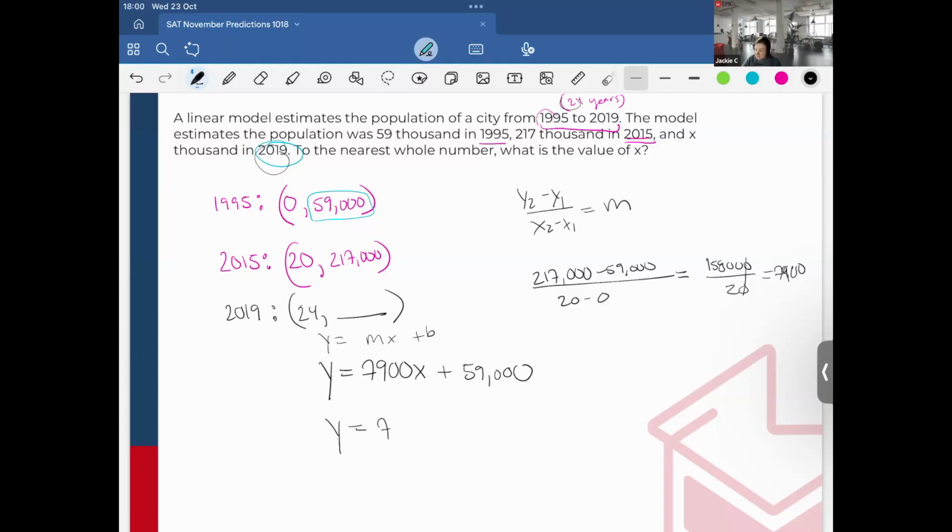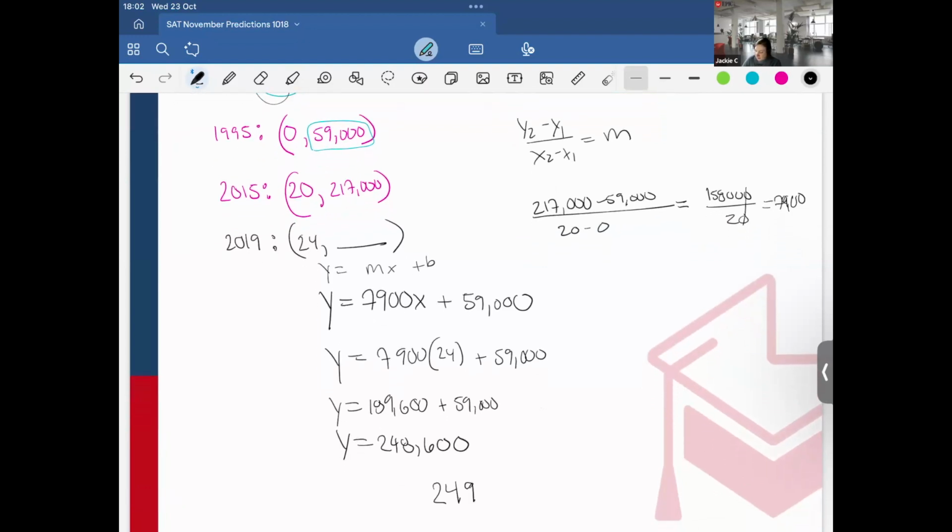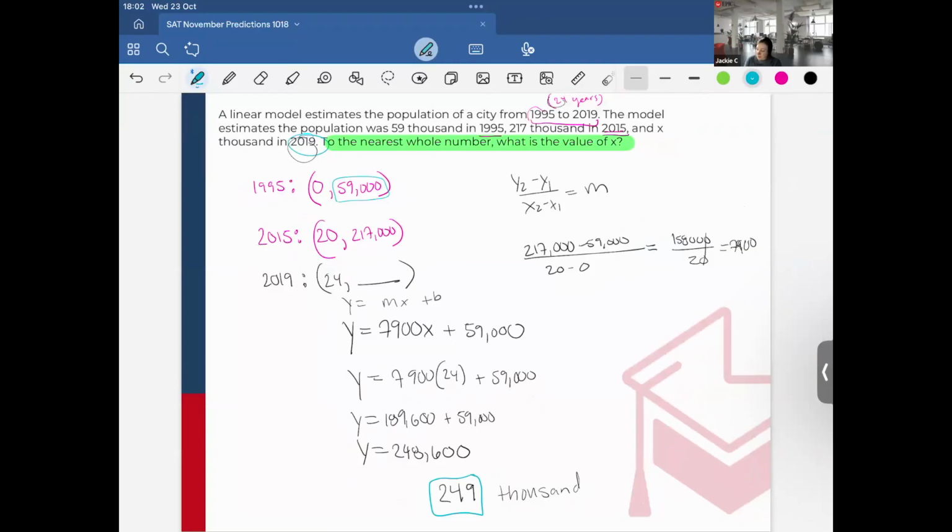So y equals 7,900 multiplied by 24 plus 59,000. And this will give me 189,600. And then I add in the 59,000. And y is equal to 248,600. And be careful, always go back and read the question because it says to the nearest whole number, what is the value of x? So to the nearest whole number, this would round to 249,000. So in the blank, I would just type 249. Because you see in the problem how it puts 59,000, 217,000. This I have to round to 249, and that would be the answer.